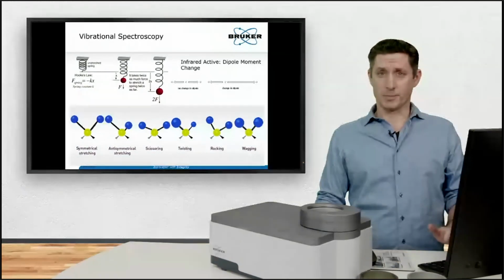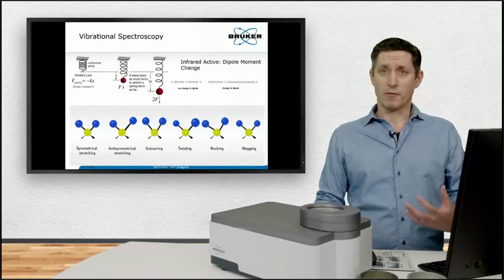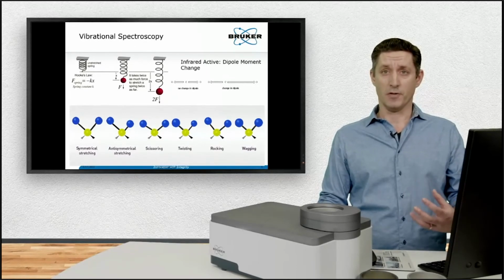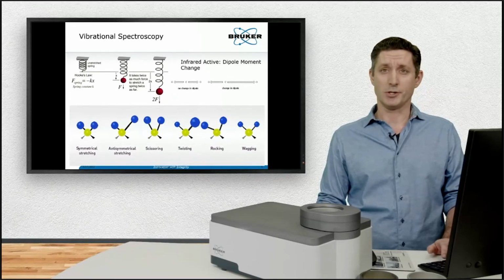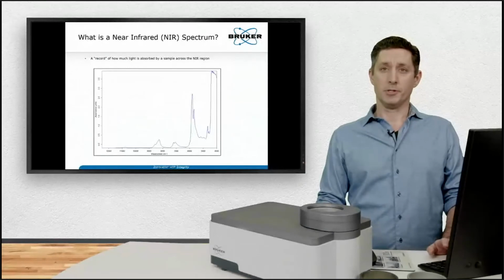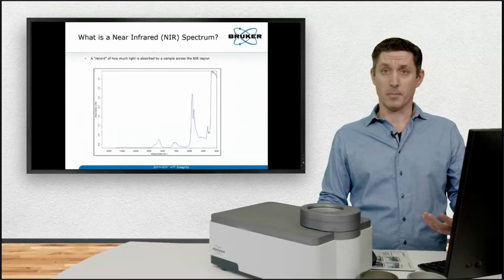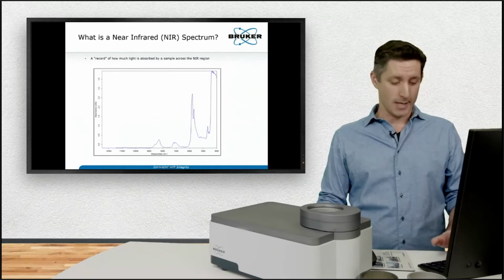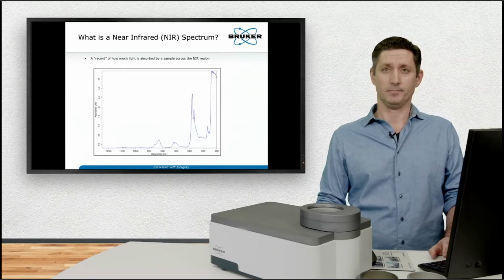It's a type of vibrational spectroscopy. So the light in the near infrared region activates specific vibrational motions of the molecular bonds in the sample being measured. And this produces an absorbance spectrum, which is just a record of how much light is absorbed by a sample across the NIR region.